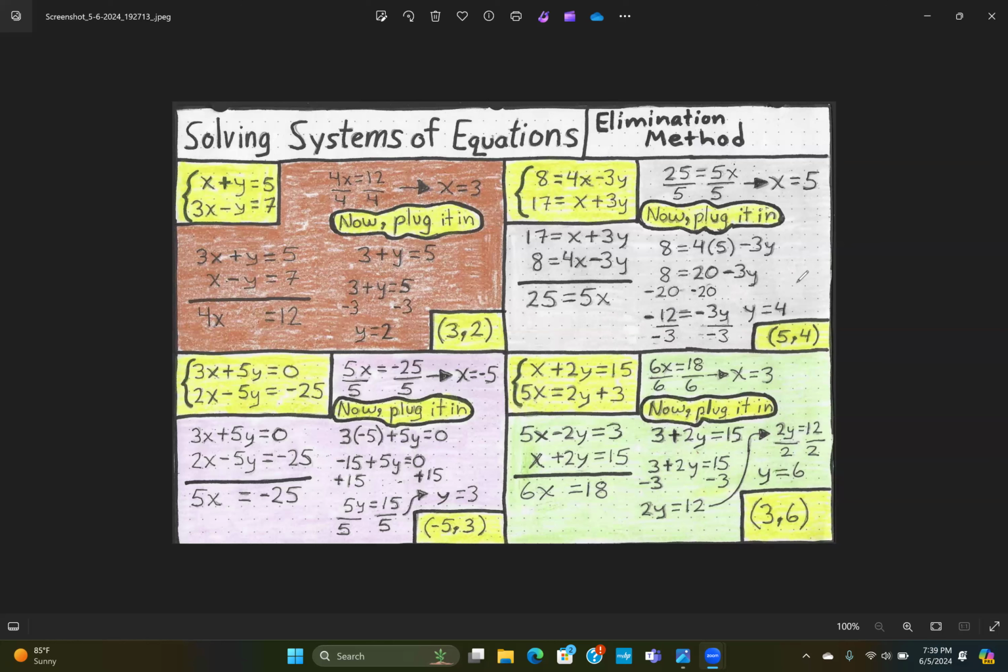So now we know that y is equal to 4, while x is equal to 5, and let's write that as our ordered pair, because that ordered pair (5, 4) is our solution to the second equation.